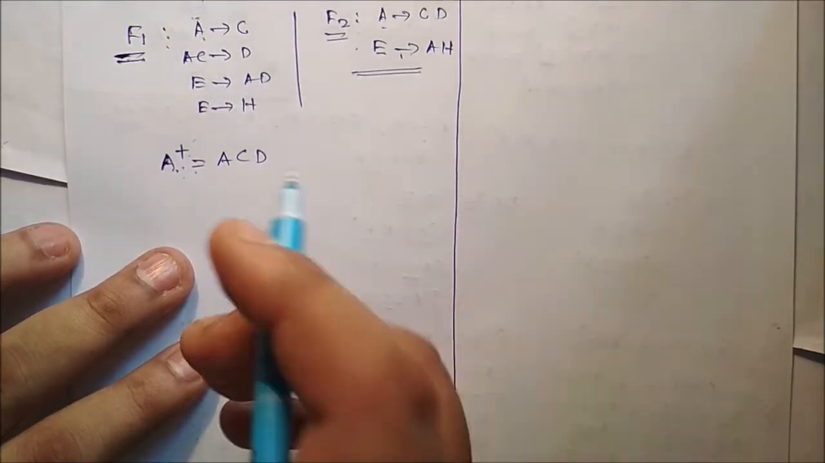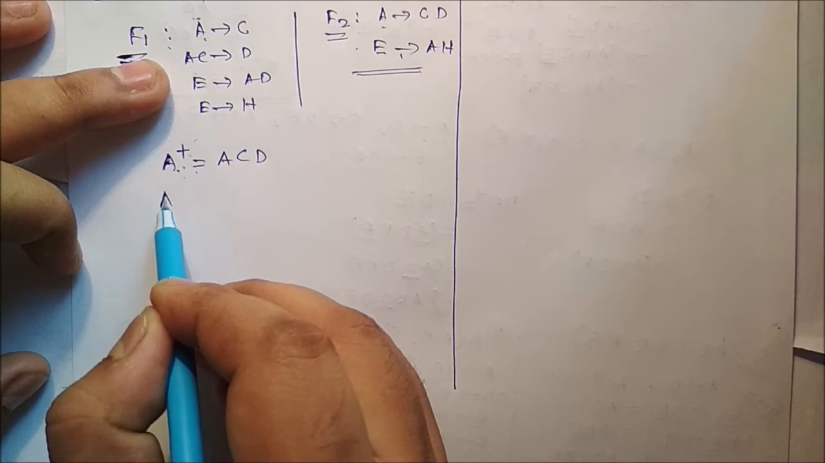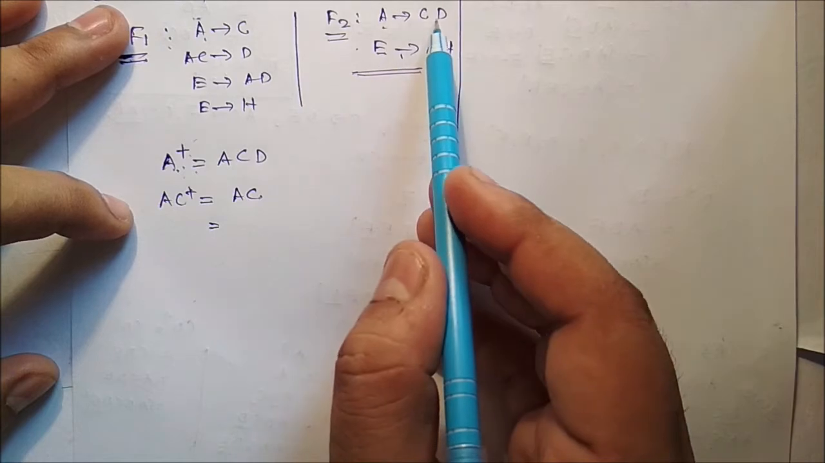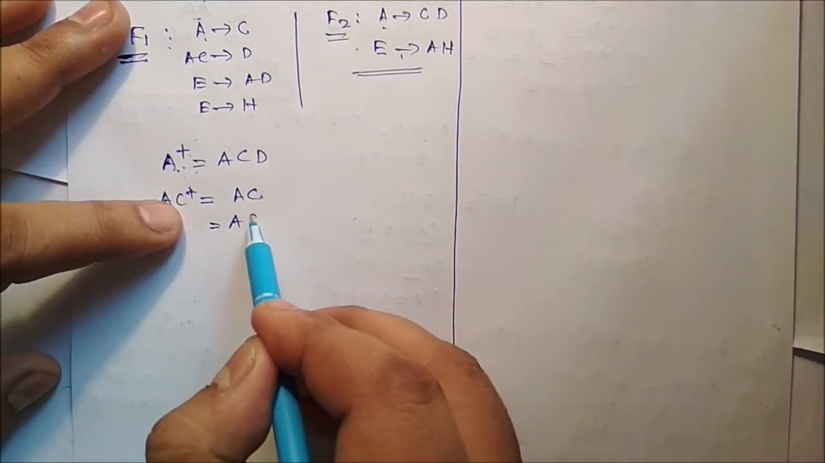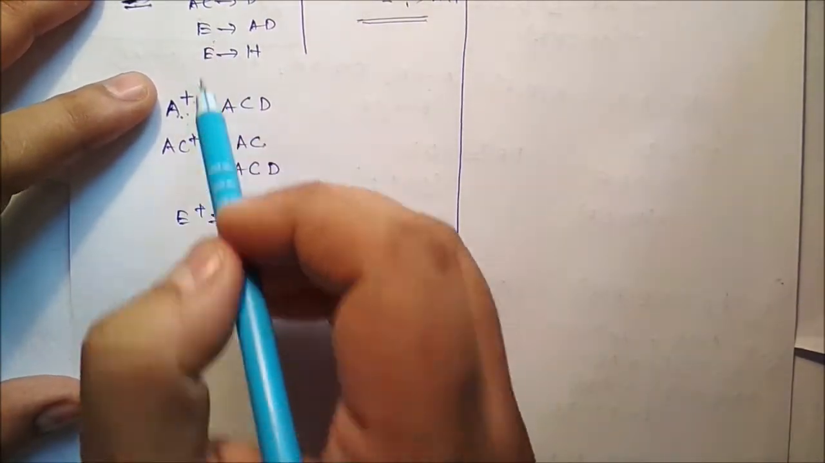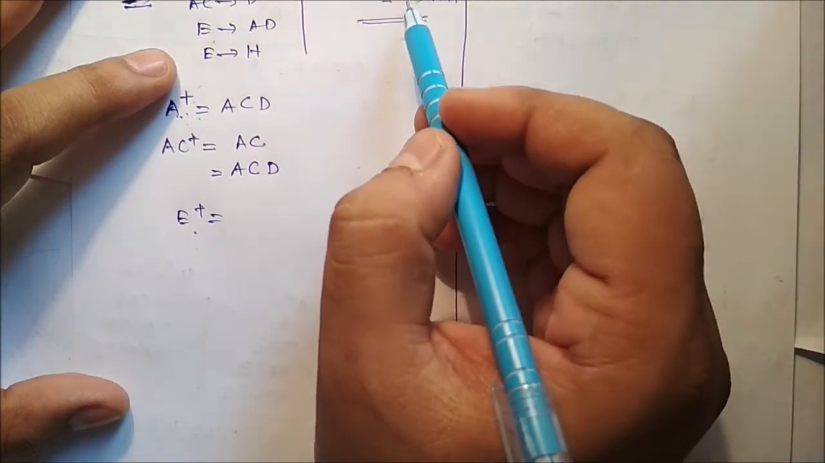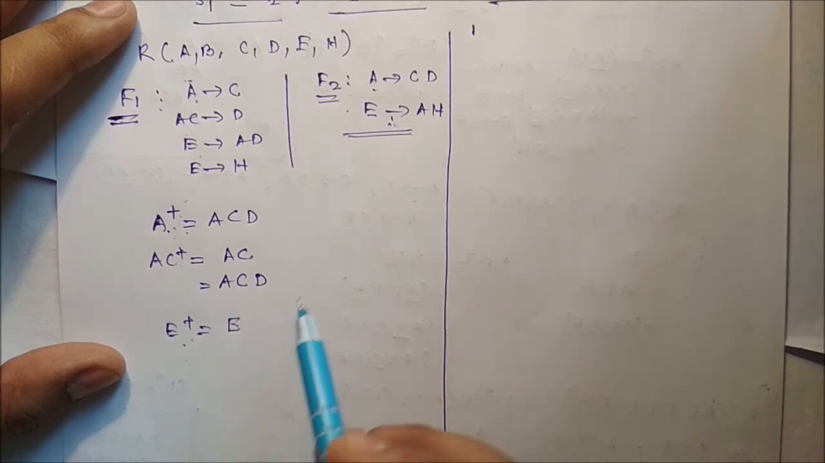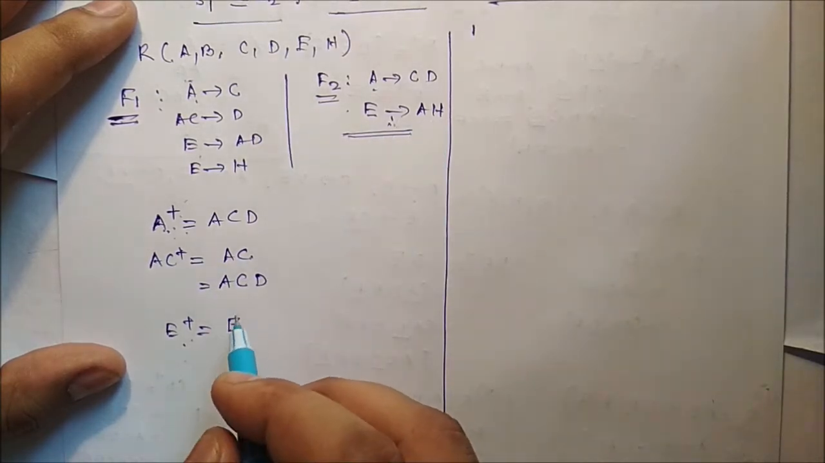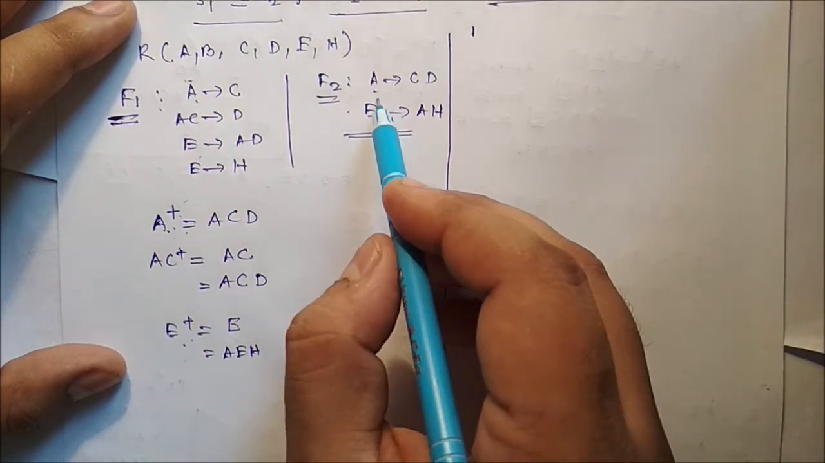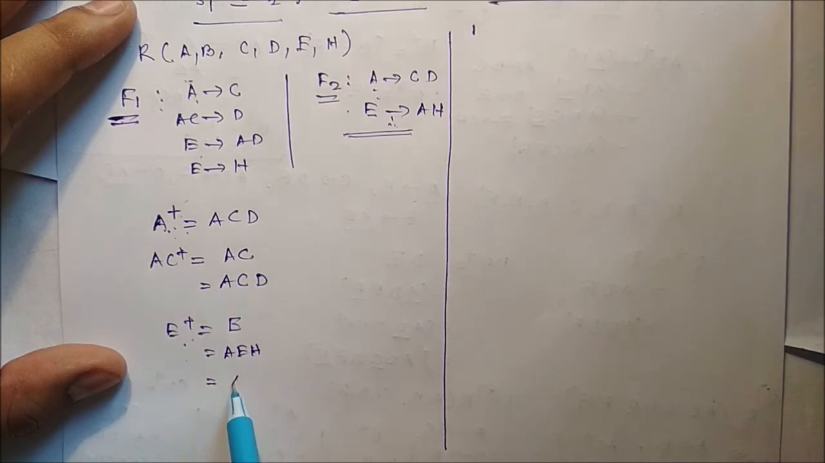Are you getting this one? Similarly, we have to identify AC closure. AC closure means it is AC, and if we identify A, we can identify CD or D also. That means it is ACD. And for E closure, using E we can identify E, and using E we can identify A and H. That means AEH, and since we can identify A, we can identify CD also. That means we can write A, C, D, E and H.